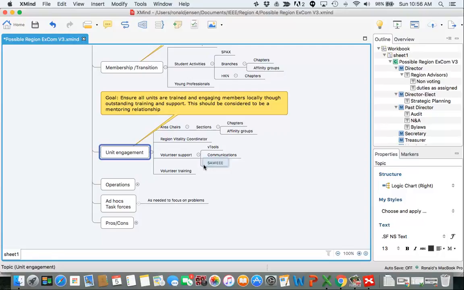And then down here on the bottom is volunteer training, and we try to do training. Individual sections, especially the larger sections, have a training event every year, and those are done very well from what I understand. But that doesn't necessarily mean that everybody gets trained. And so within this team, we would have someone who is making sure that people are trained or that their needs are being met.